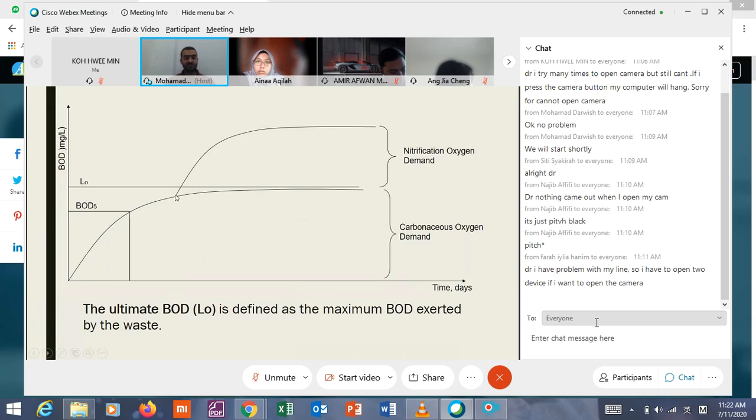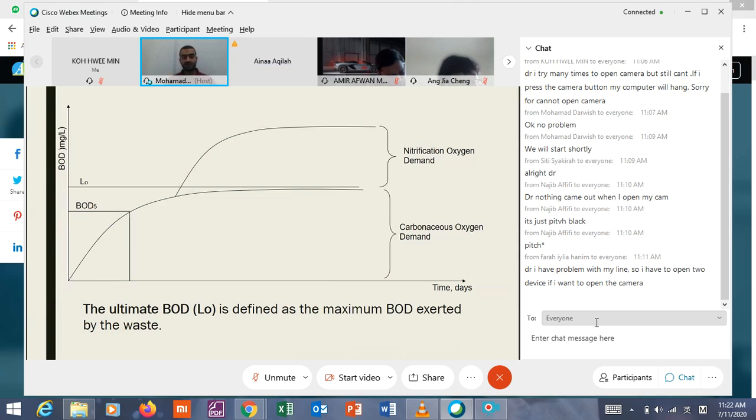Why? Because nitrogenous oxygen demand, or the autotrophic bacteria responsible for the nitrification, will start maybe after 9 or 10 days. So we can say that BOD5 analysis is related only to carbonaceous oxygen demand. It's related only to carbonaceous oxygen demand.